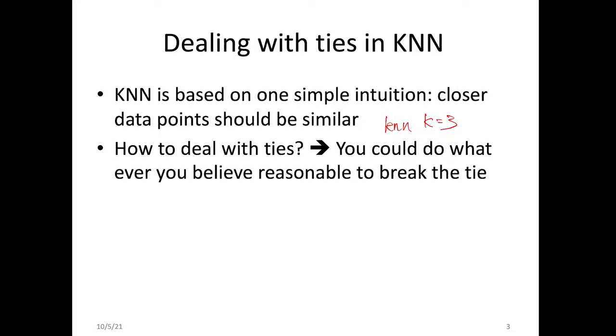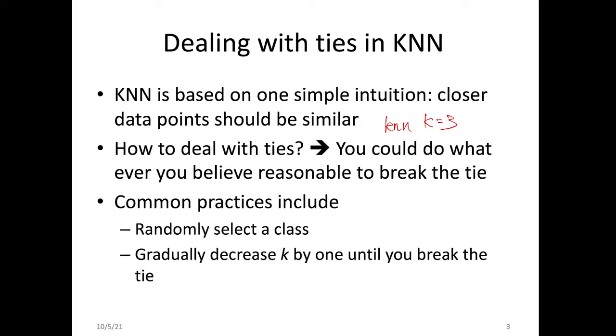So how do we break the tie? Here are two widely used, simple and common practices. One is you just randomly select a class. If there's a tie, you randomly select one from the tied classes. The other is you gradually decrease K by 1 until you break the tie and have a winner. Then you just pick that winner.